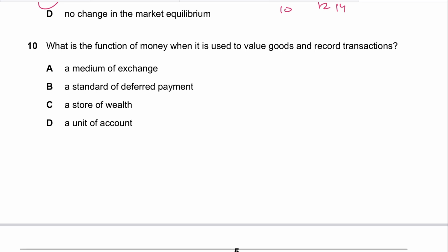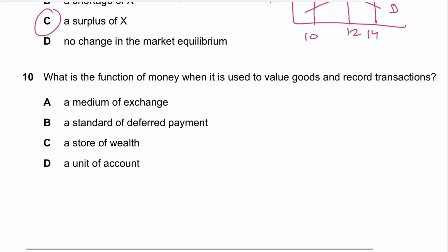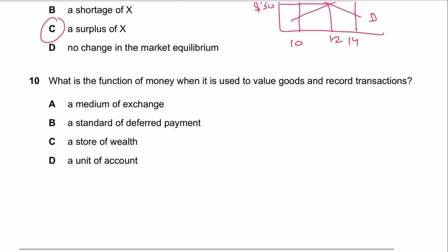What is the function of money when it is used to value and record transactions? Money when it is used to value and record the transaction, so a unit of account, because money performs 4 functions. Number 1, medium of exchange, unit of account, store of value, standard of deferred payment. We know that. But the question refers to valuing the goods and recording transactions, and they both are functions of the unit of account.